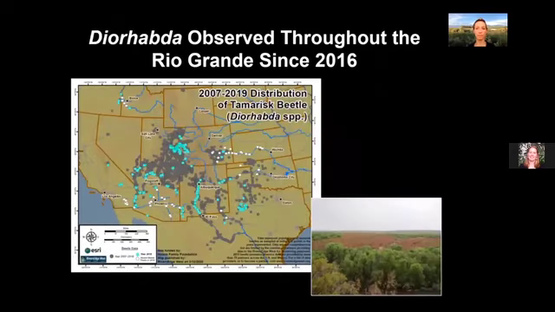Sure enough, in 2016, Diorhabda was observed throughout the Rio Grande, including at some of our monitoring sites. This is the map I'm sure everyone here has seen that RiversEdge West puts together every year, showing Diorhabda locations by year. This map includes 2007 to 2019 observations, with the 2019 Diorhabda locations in blue. We work here on the Rio Grande from approximately Albuquerque to El Paso, and Diorhabda had colonized this entire area by 2016.